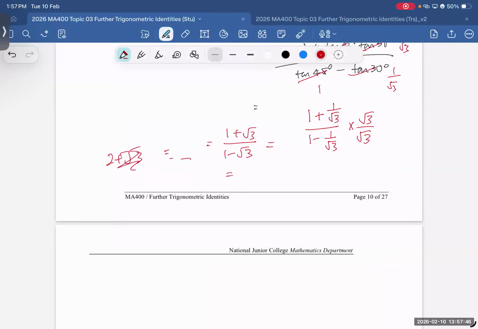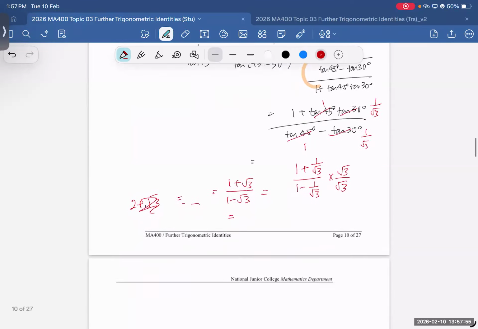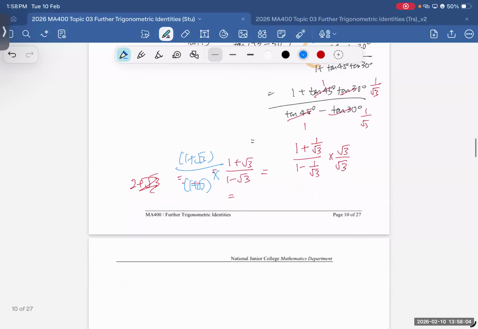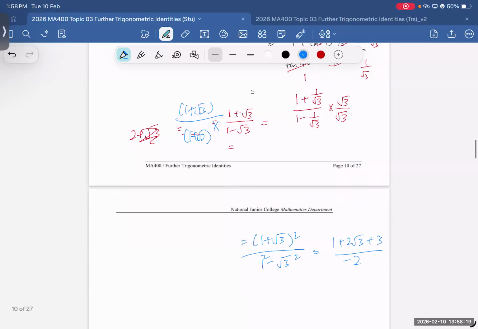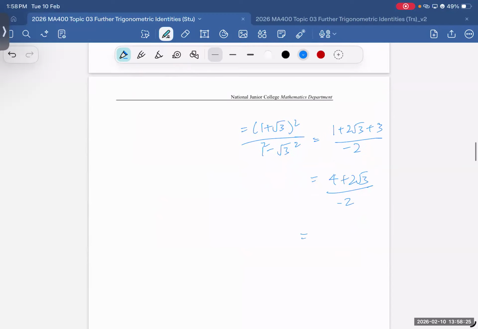So from here, let's take a look. I multiply by 1 plus square root 3, 1 plus square root 3. Then my denominator will be 1 square minus square root 3 square, which is negative 2. On top is a squared plus 2ab plus b squared, which is 4 plus 2 square root 3. Oh, I got the same as Zoe. Oh no, did I do something wrong?